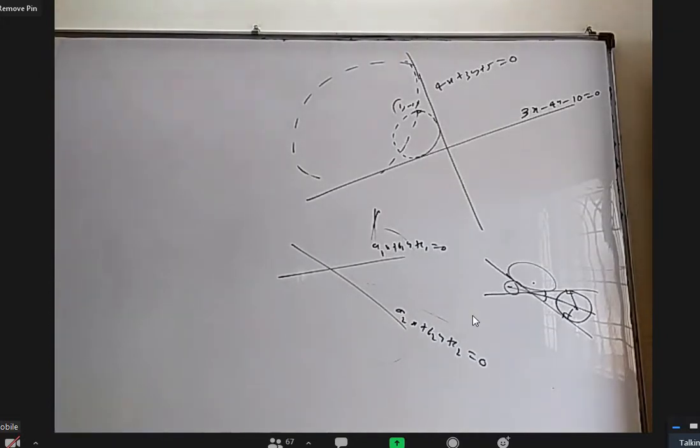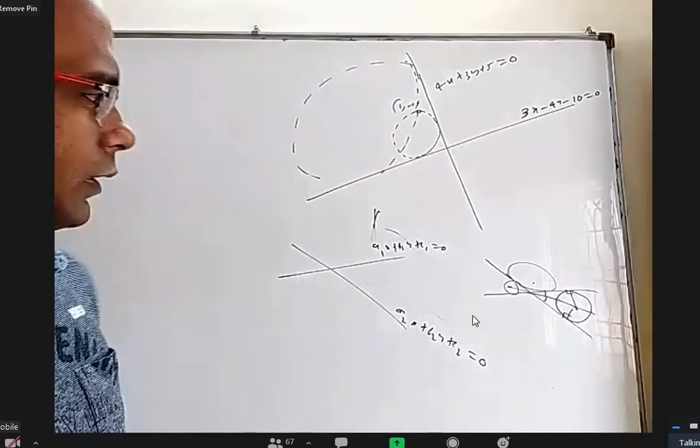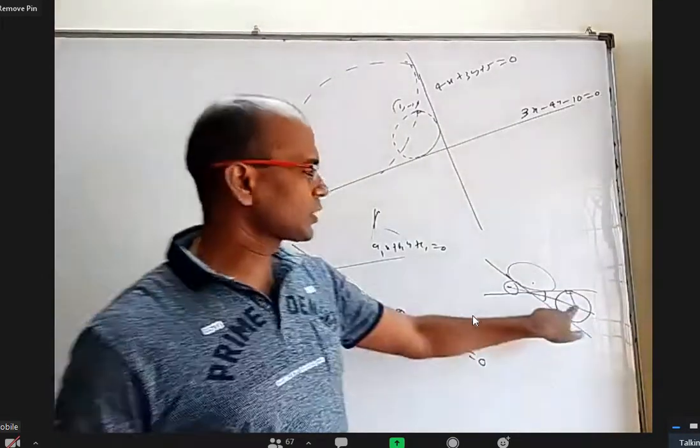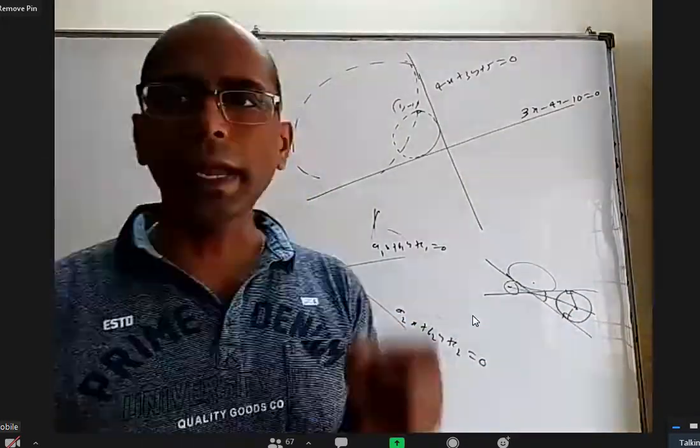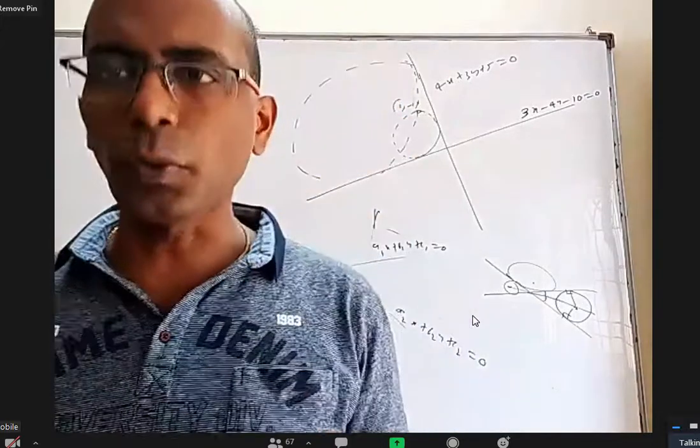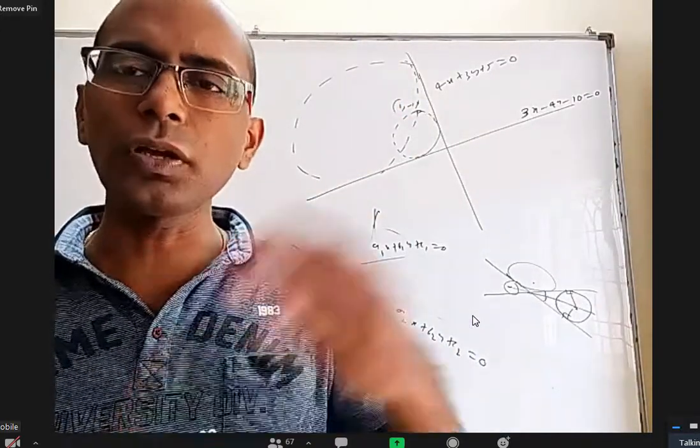Formula for angular bisectors of two lines: (a1x + b1y + c1)/√(a1² + b1²) = ±(a2x + b2y + c2)/√(a2² + b2²). That is exactly what we are doing. From this point, the perpendicular distance should be equal, no?